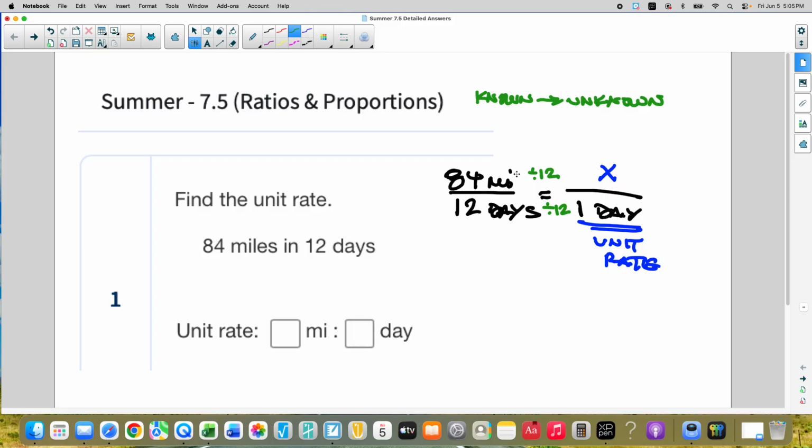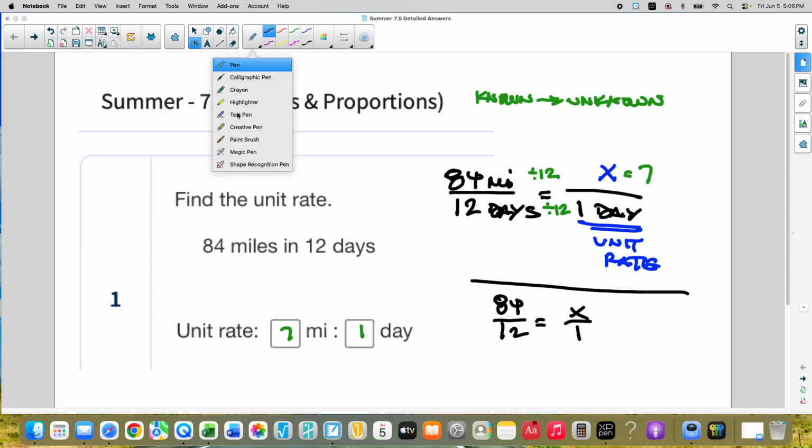84 divided by 12 gives us, what's that? That's 7. Yeah, that's going to be 7. So x equals 7. So it is 7 miles per 1 day. The other technique that you could have used was cross product. 84 over 12 equals x over 1, and we can do a cross product of these.